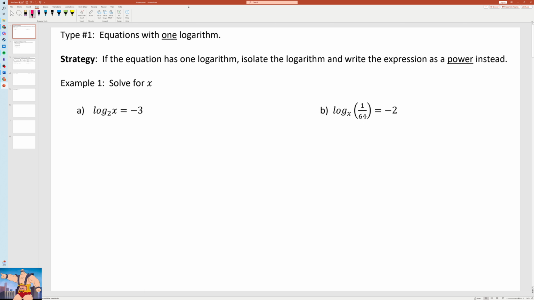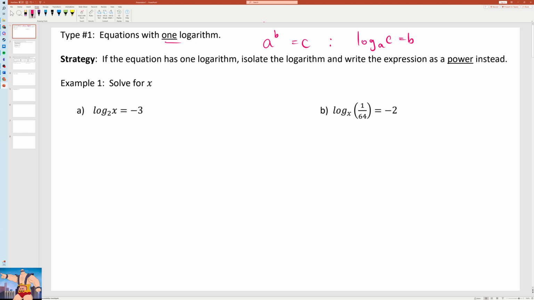Okay, let's get started. If we have just a single logarithm, our strategy is to convert our logarithm into an exponential / power statement instead. Remember, if we have a to the b is equal to c, the equivalent logarithmic statement would be the log base a of c is equal to b. Okay, so let's give it a shot.